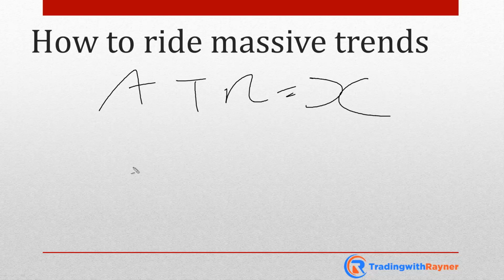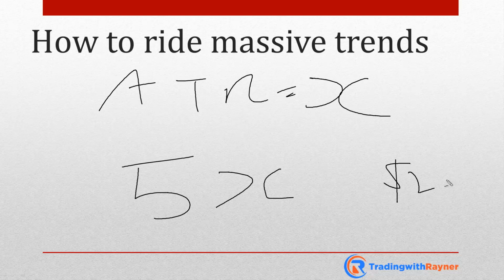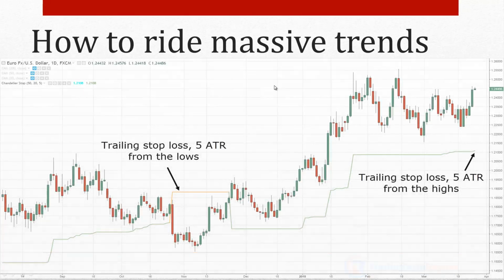So one example you can do is use 5X, meaning a multiple of 5 of your average true range. So if your average true range value is, let's say, $20, multiplied by 5, your trailing stop loss is basically $100 from the highs. Let me share with you, there is this very useful indicator called the Chandelier Stop. This is basically the same concept which I've shared with you earlier.